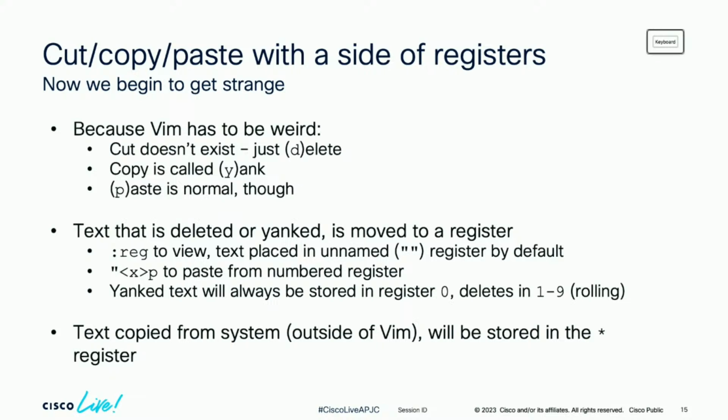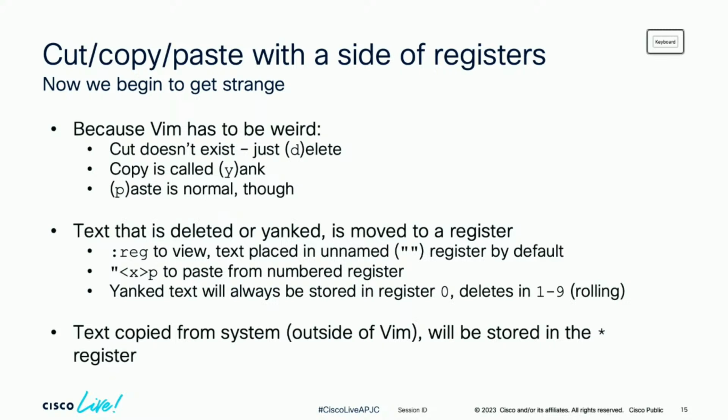Vim is weird, and we'll talk about copy, cut, and paste. Cut doesn't exist inside of VI. We delete text, and it stores it in a register, and then we can paste that back. So we would use D, lowercase d, to delete text. Copy is called yank. So we yank text out of the buffer or the file and move it into a register. And paste is normal.